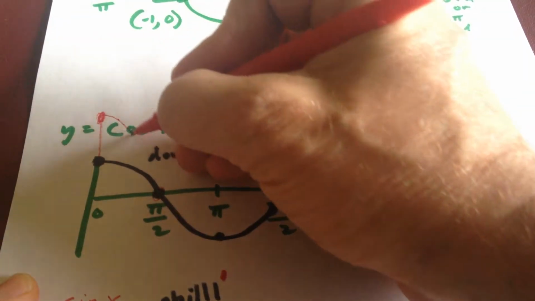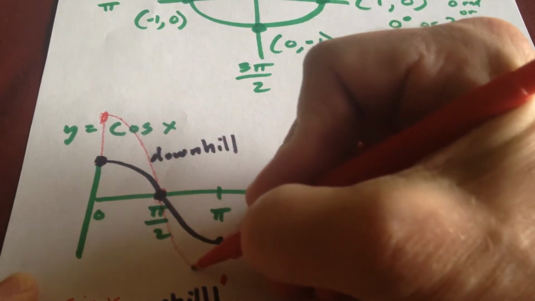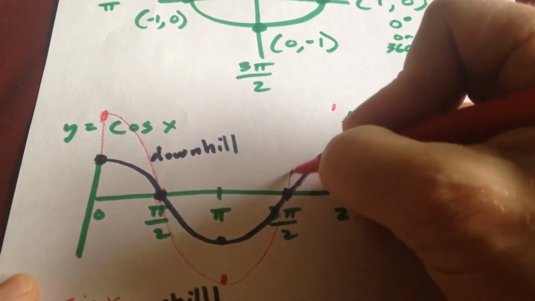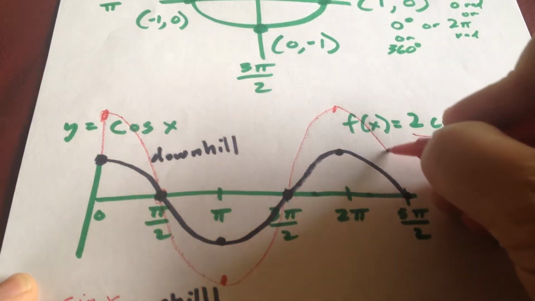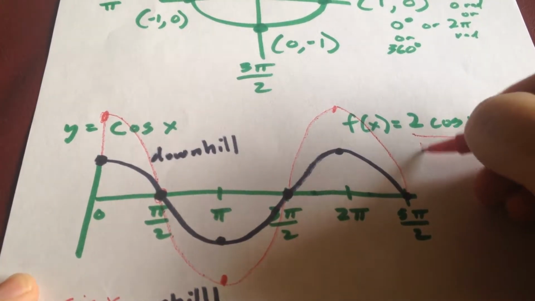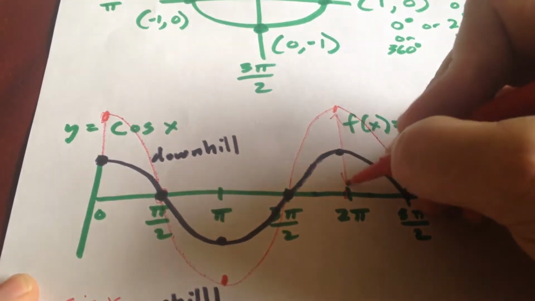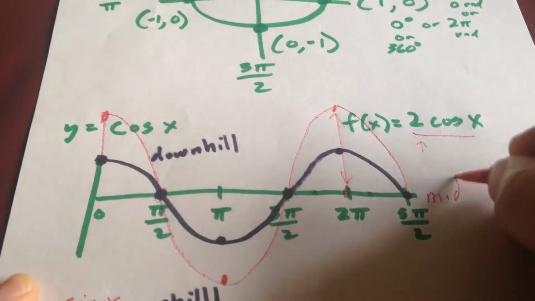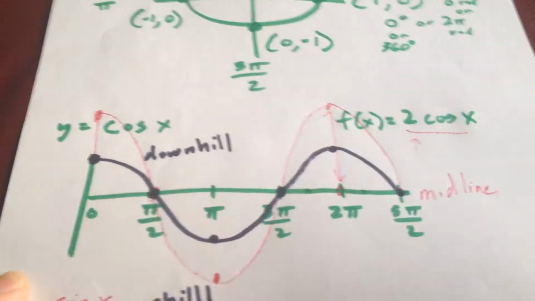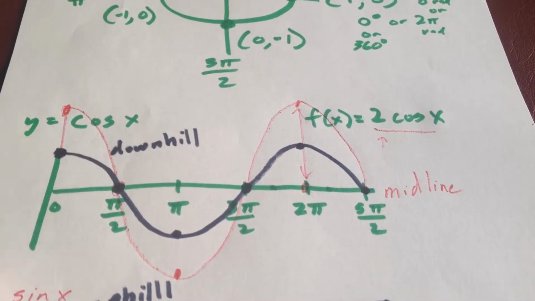So it's the exact same curve. The zeros are all the same. It's just gotten twice as high. And that number up front is called the amplitude. The amplitude is the distance from what's called the midline. Right here, this is called the midline. Or sometimes if we're fancy, we can call it the sinusoidal axis.